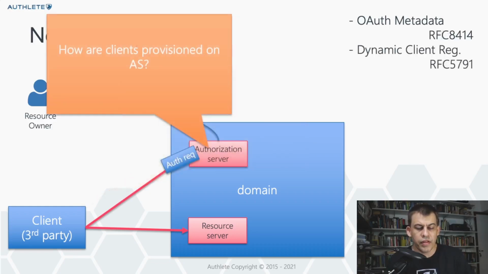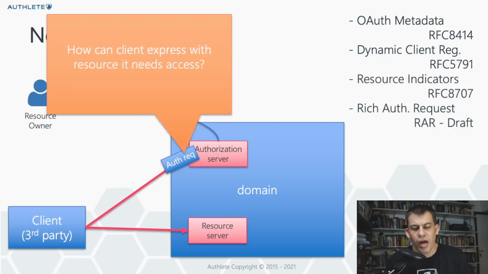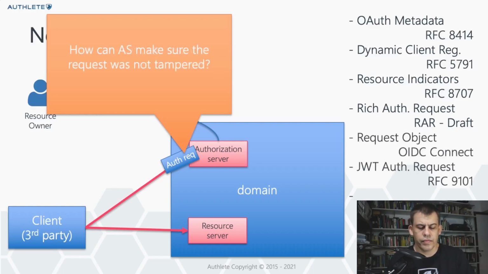Another aspect of it is how the client gets provisioned on the authorization server. That has been addressed by 2 different specifications, the dynamic client registration and the protocol for managing it. There are 2 different RFCs that we'll show you later. How can the client express exactly the resource it wants to access? There are 2. One is resource indicators, another one is rich authorization request, or RAR, in further videos. Another one is the request object.